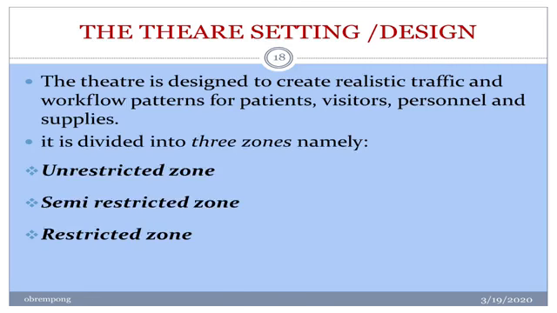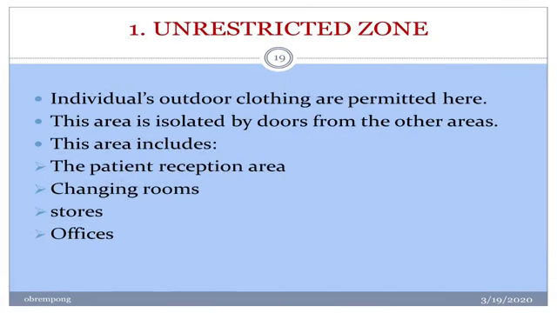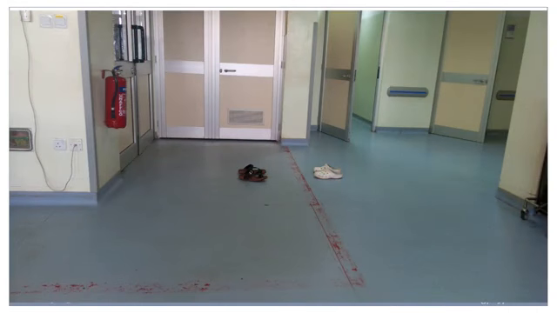So it is therefore divided into 3 zones. We have the unrestricted zone, semi-restricted zone, and the restricted zone. When we talk about the unrestricted zone, we're looking at the patient's reception area, changing room, stores, and offices, whereby this area is isolated by doors from other areas. So you just open this door, you get to the stores, you open this door, you get to a changing room, you open this door, you get to the patient's reception area. So this is an unrestricted zone, whereby proper sterile techniques are not really taken into consideration.